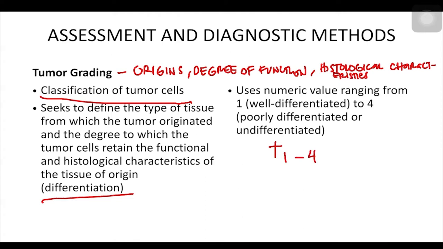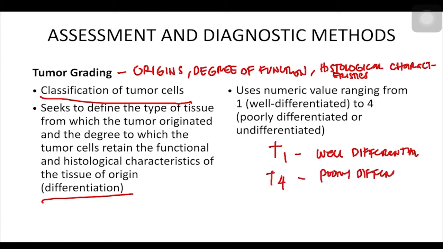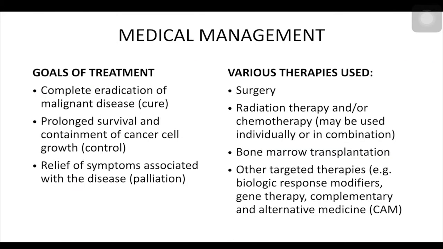This is just the defined version for it. Okay, so grade 1 would be your well-differentiated. It's easy to identify. And then grade 4 would be poorly differentiated. The grade of the tumor depends on this. Okay. Let's go on. This is just the grading for your tumor from earlier.